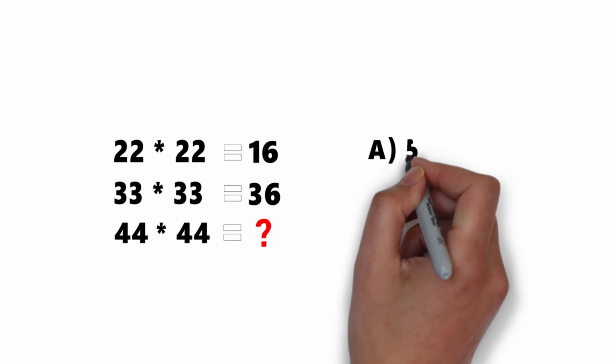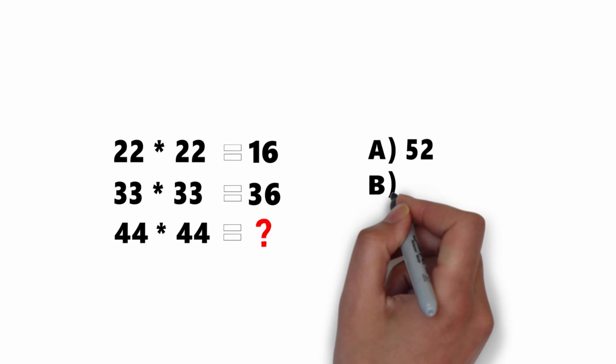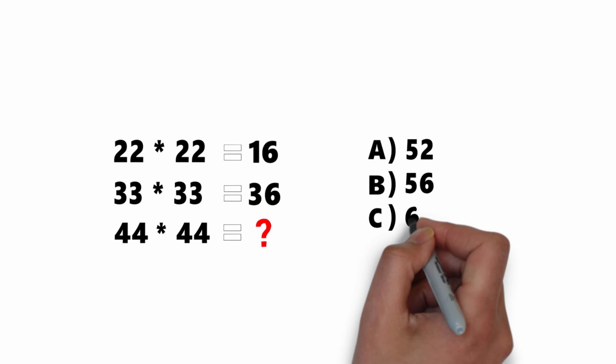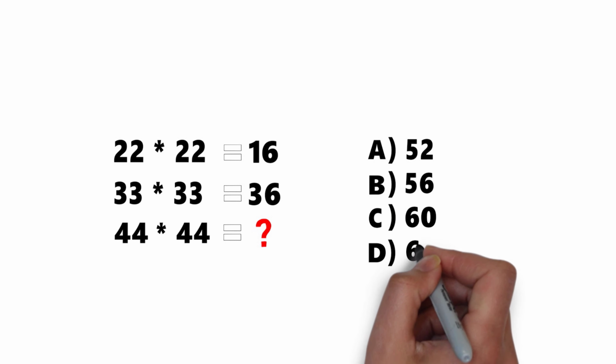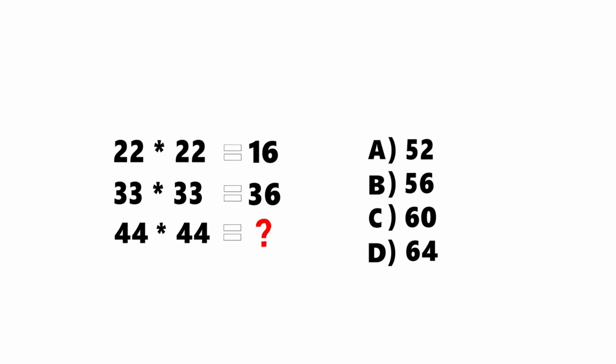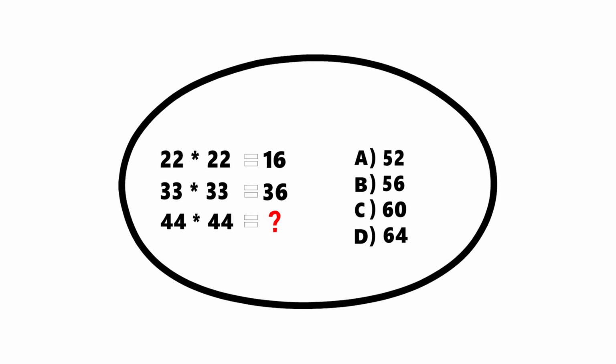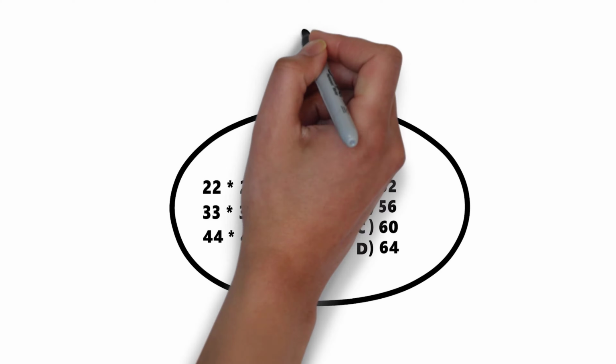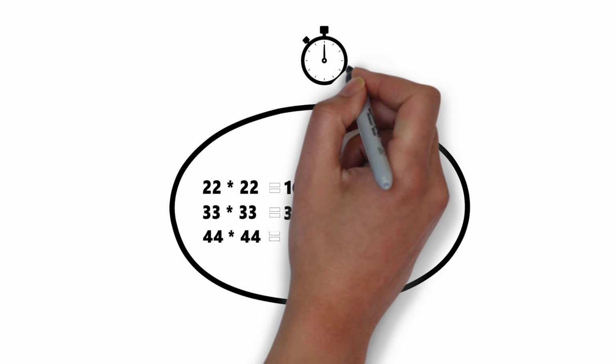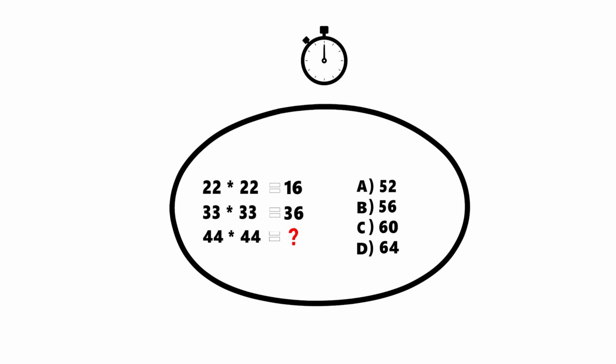You have 4 different choices. Choice A, 52. Choice B, 56. Choice C, 60. And choice D, 64. Do you see the answer? It's not obvious, so give yourself 5 to 10 seconds, maybe 10 to 20 seconds, to see if you can come up with the solution. Ready or not, I'm going to reveal the answer and we're going to get to the correct solution together.